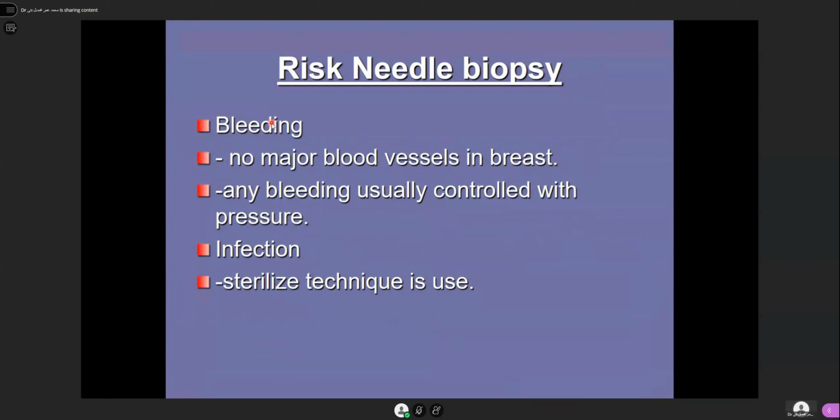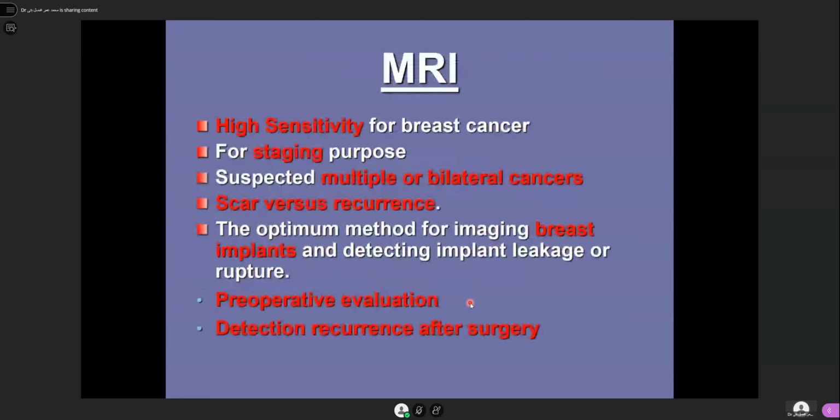Risks of needle biopsy may include bleeding, but actually there is no major blood vessel present in the breast, so there are very few chances of developing bleeding, and any bleeding can be controlled with the help of pressure. Infection is also a risk, but if we use sterilized techniques, we can reduce the chances of infection. Now, the third imaging modality we use for imaging the breast is MRI.